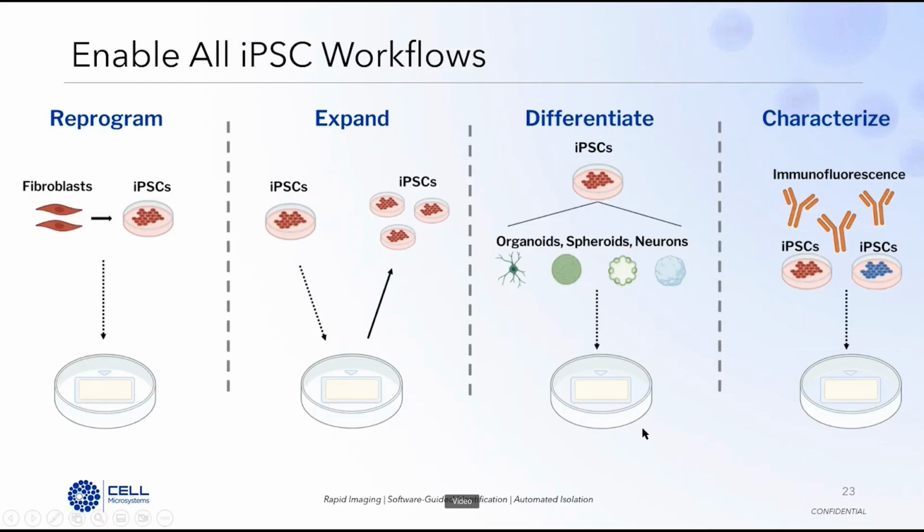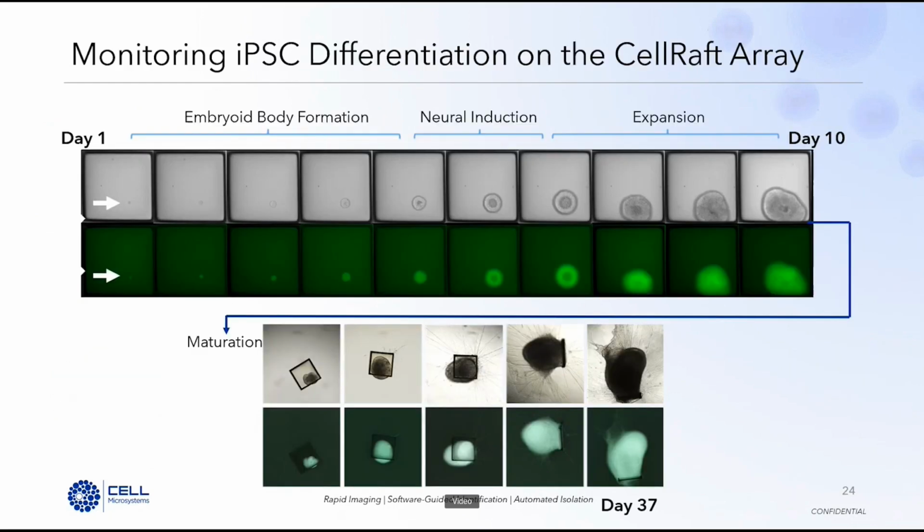There are a myriad of iPSC workflows that can be performed directly on the array itself, allowing the researcher to use just one consumable, such as reprogramming fibroblasts into iPSCs and forming monoclonal populations. You can simply expand your iPSC cell line. You can differentiate iPSCs into organoids directly on the array, and you can also characterize your iPSCs using immunofluorescence. But today I'm going to focus on differentiation of iPSCs into organoids directly on this CellRaft array.